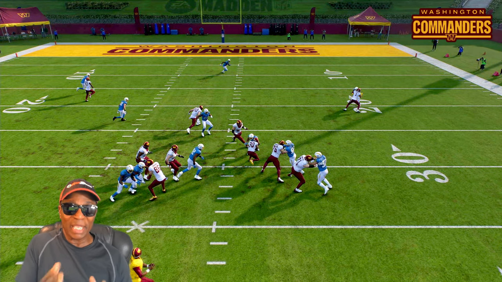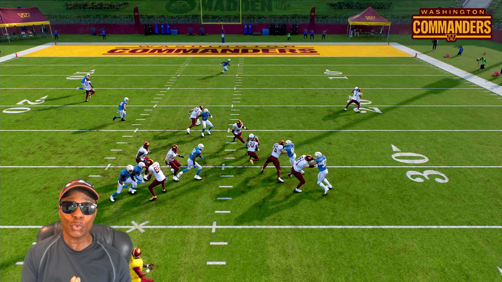You see, it depends, guys, but I'm trying to show you how to get your run blocking better. You see, they're trying to get there. Just because you have the right blocking scheme, you still have to go by your guys' ratings, right? How quick? What are their run blocking ratings? You might have some pulling guards.